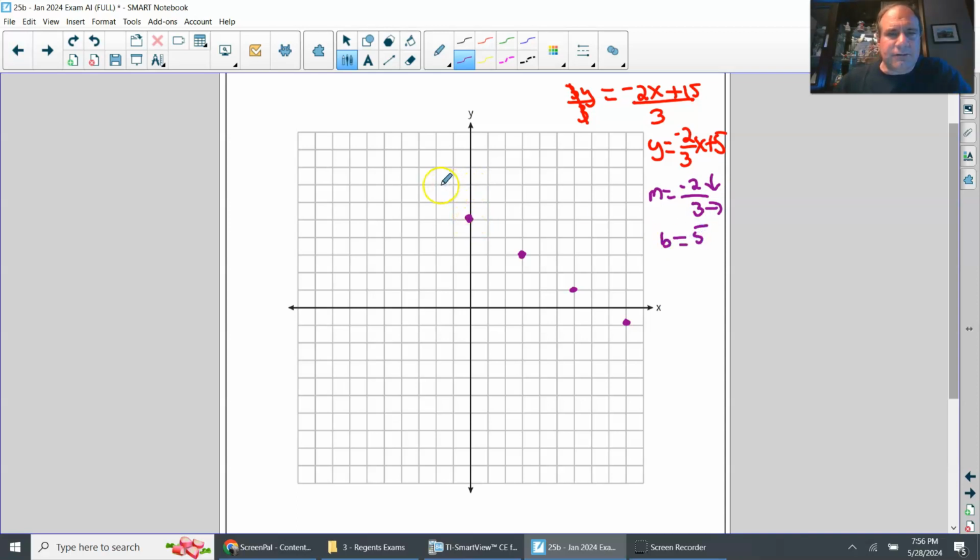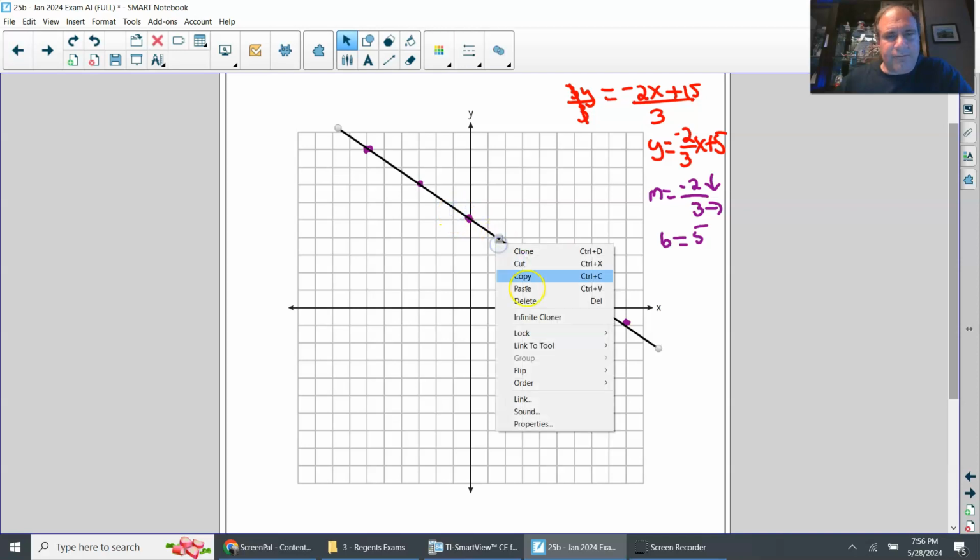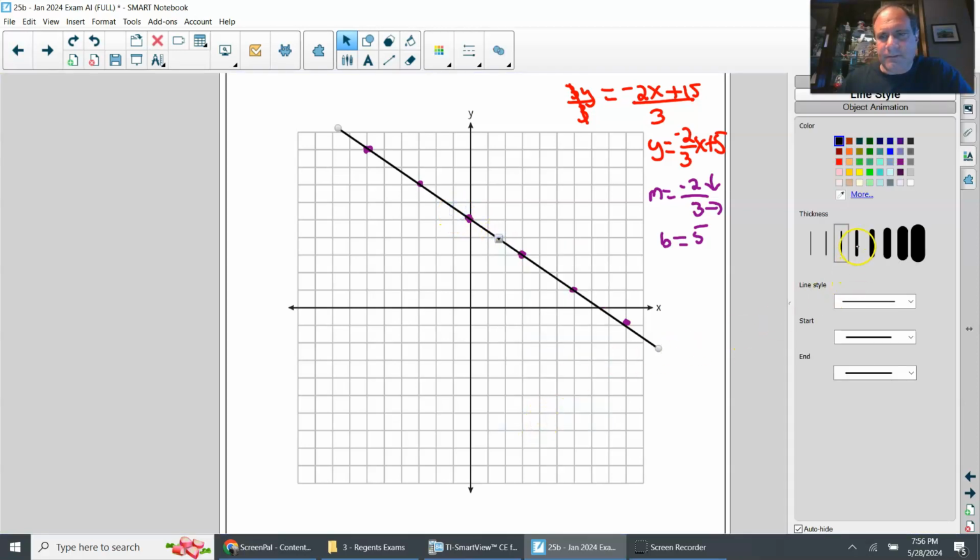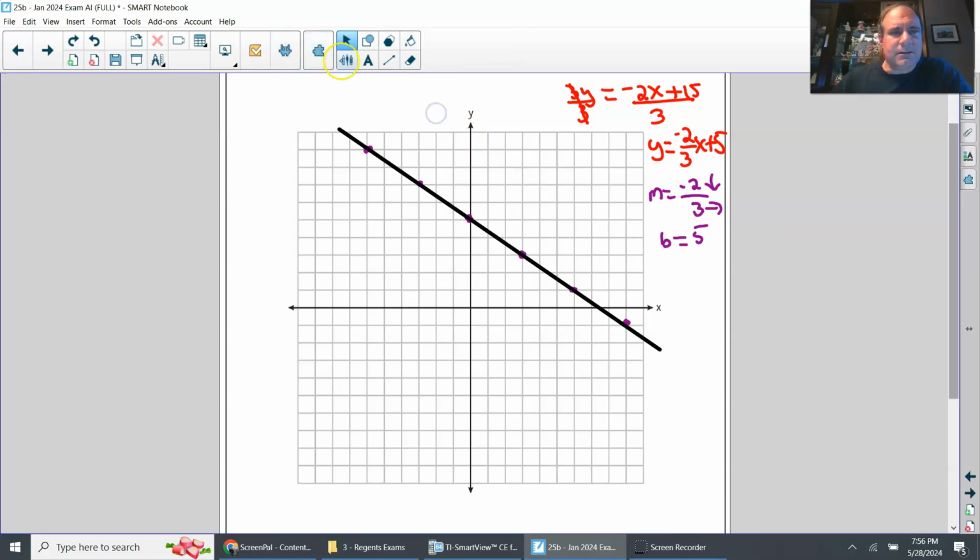And up 2 to the right 3. Notice all the points are perfectly aligned. So now I just go ahead and connect those points, just like that. Don't forget to make it nice and put arrows on the end of each of the line. And then we're just going to label it y equals negative 2 over 3x plus 5.